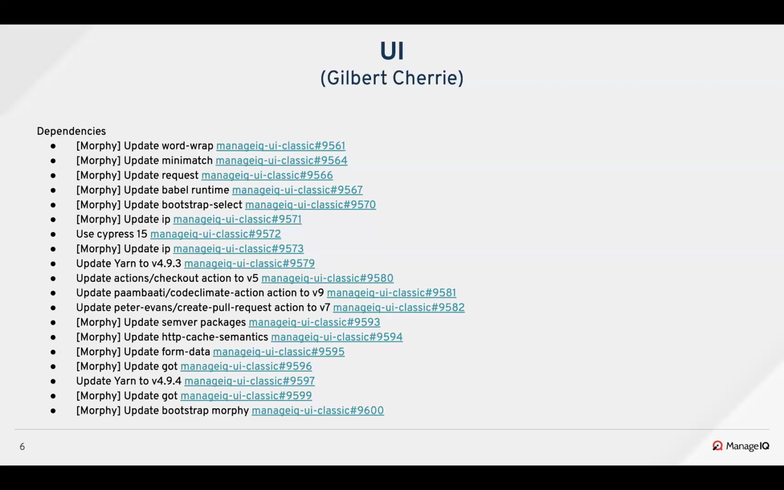Some more Morphe PRs. I updated the Semver packages, HTTP cache semantics, form data, and GOT. Jason updated Yarn to 494, and then finally more Morphe package updates. I updated GOT to the latest possible version as well as Bootstrap on Morphe. Next slide.